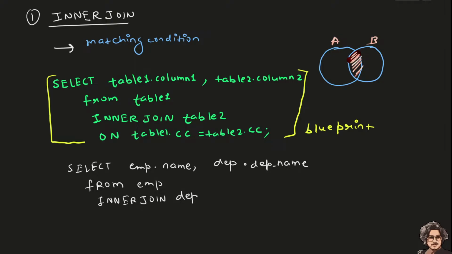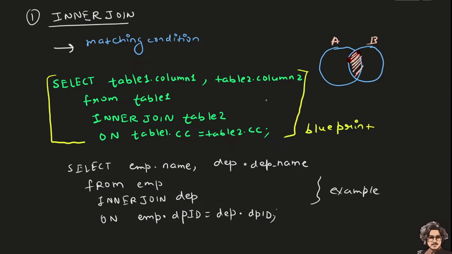On the basis of what? On the basis of the employee having the department ID, DPID, and the department table also having the DPID. So this is the example for the inner join. You can understand all this. I want the matching condition, and this will return it.